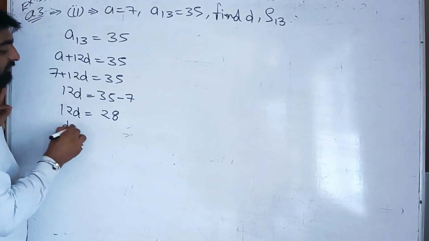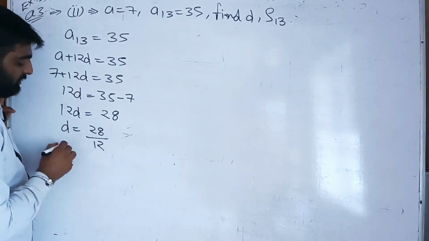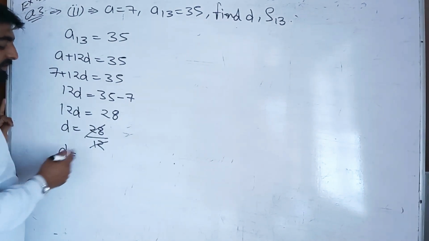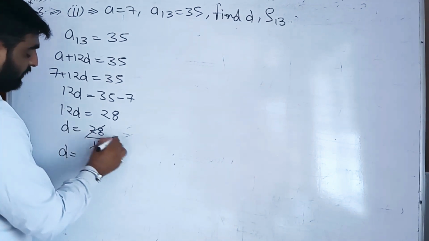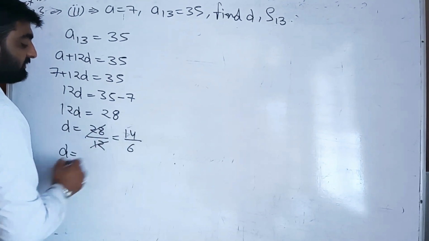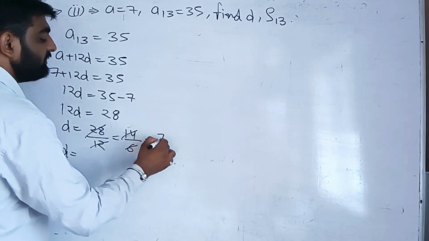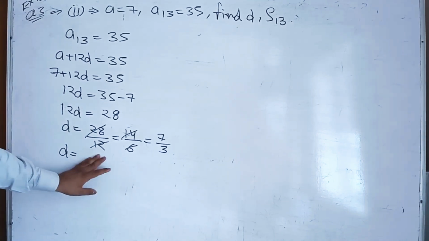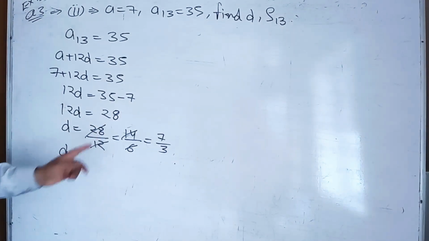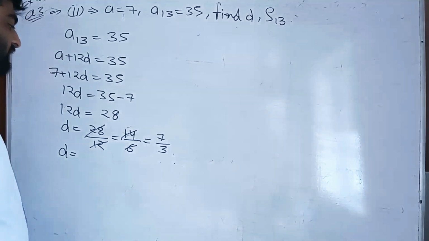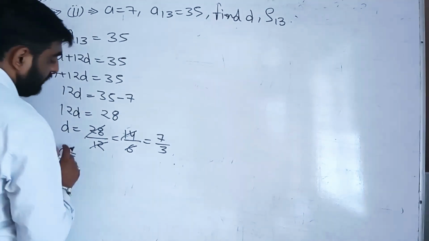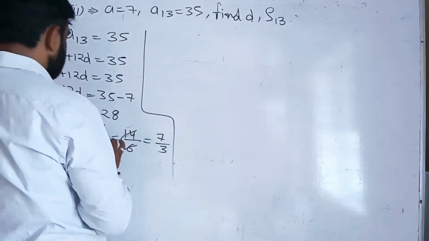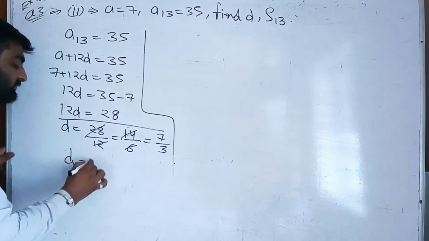So D equals 28 upon 12. What is the value of D, students? 12 does not divide 28 completely, so if we simplify, 14 upon 6, and then 7 upon 3. This is divided by 4, this is divided by 4: 7 fours are 28 and 3 fours are 12. So D equals 7 upon 3, students.